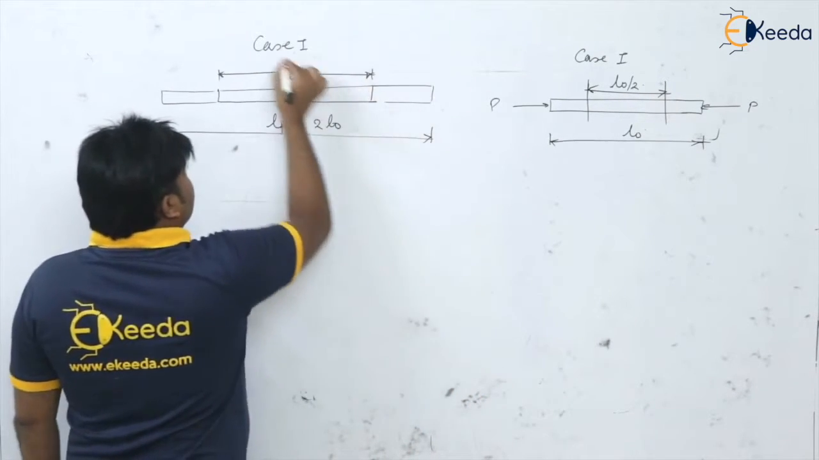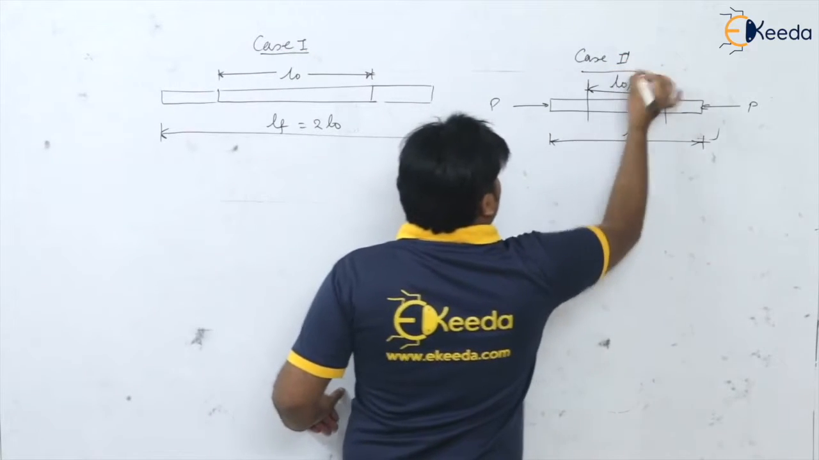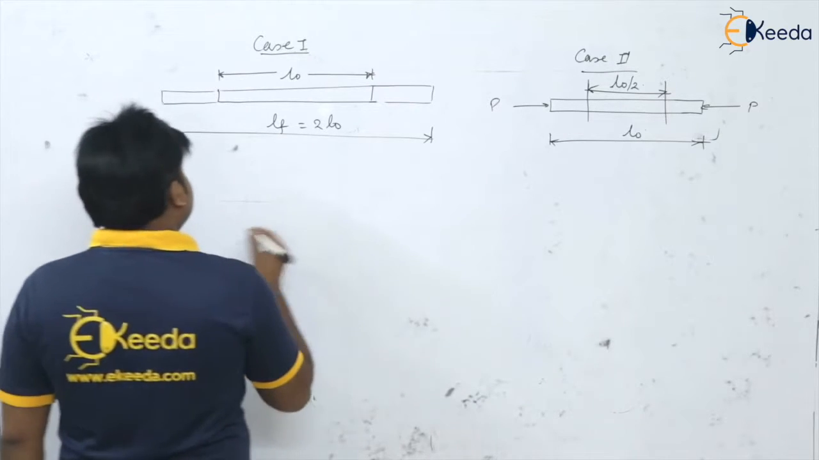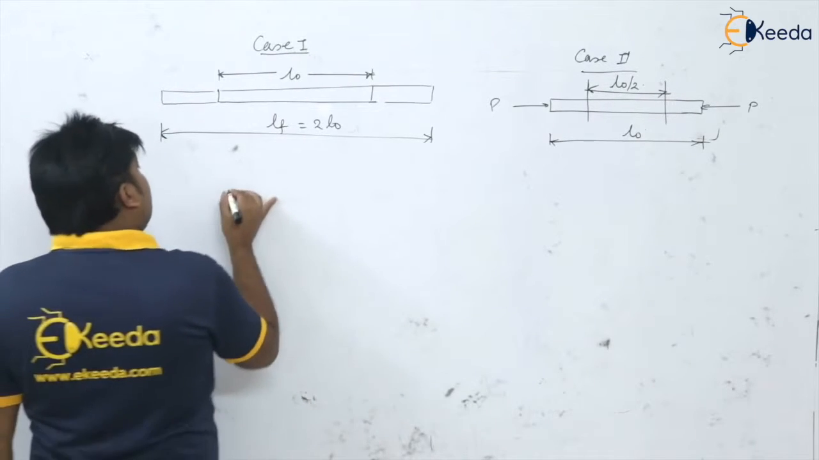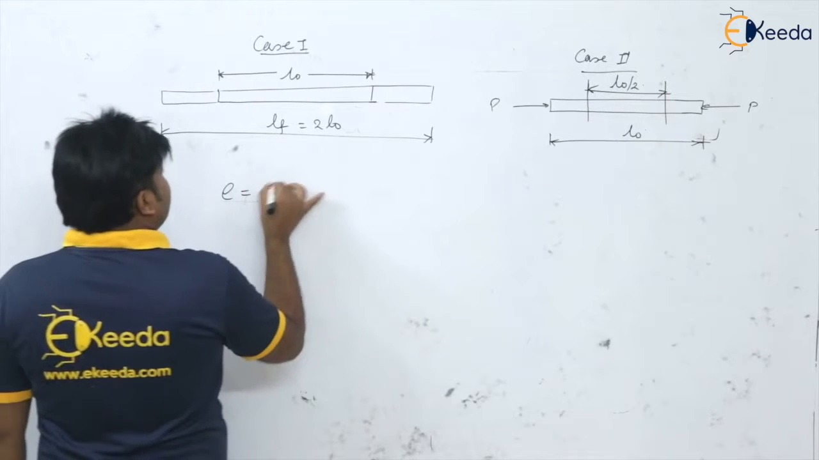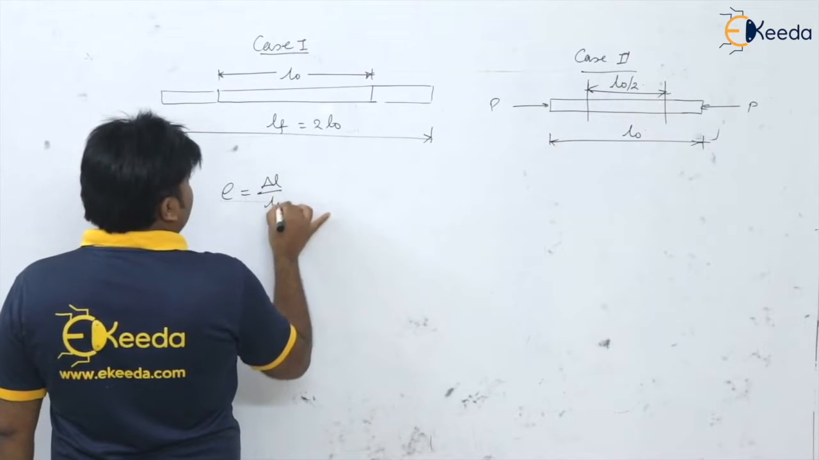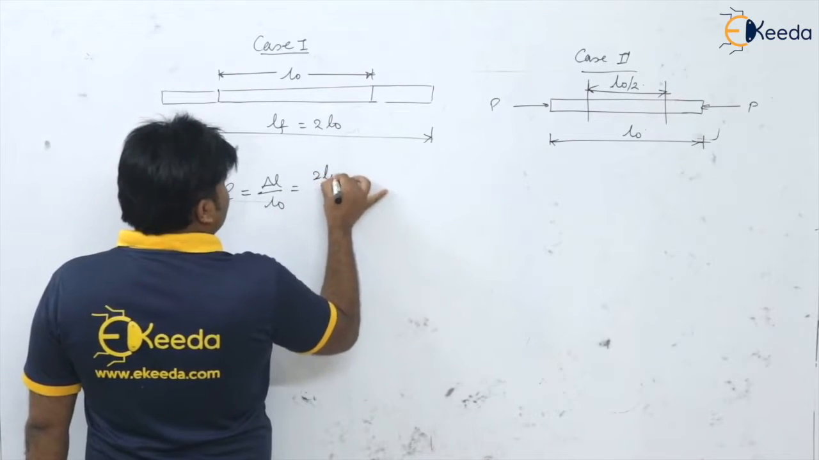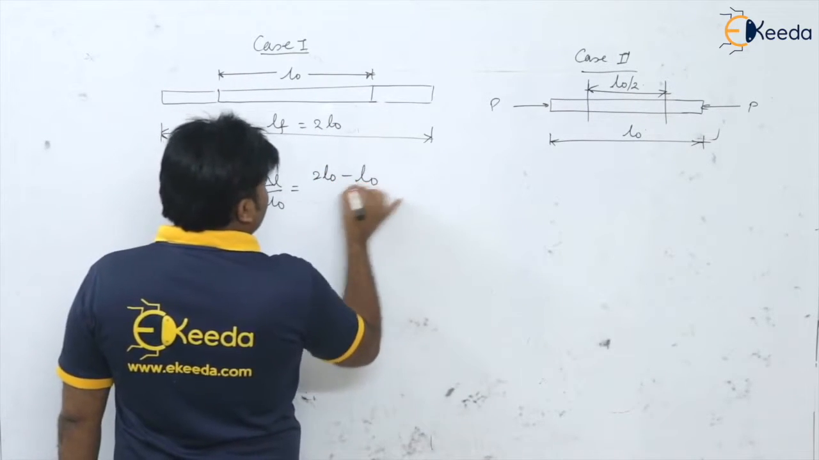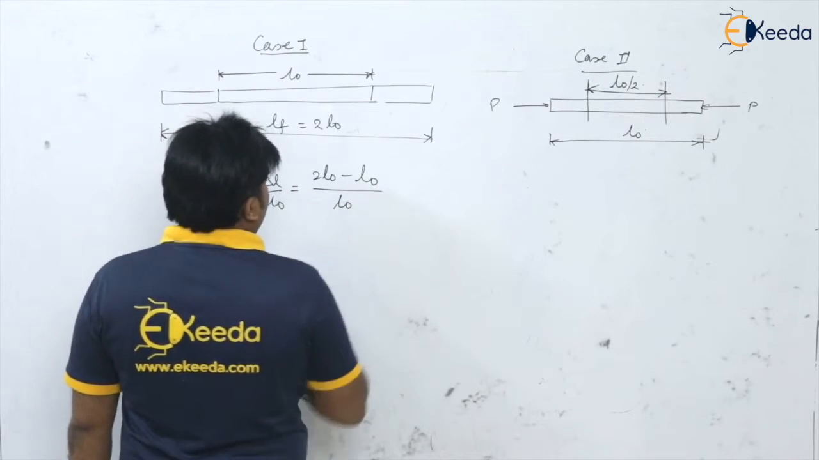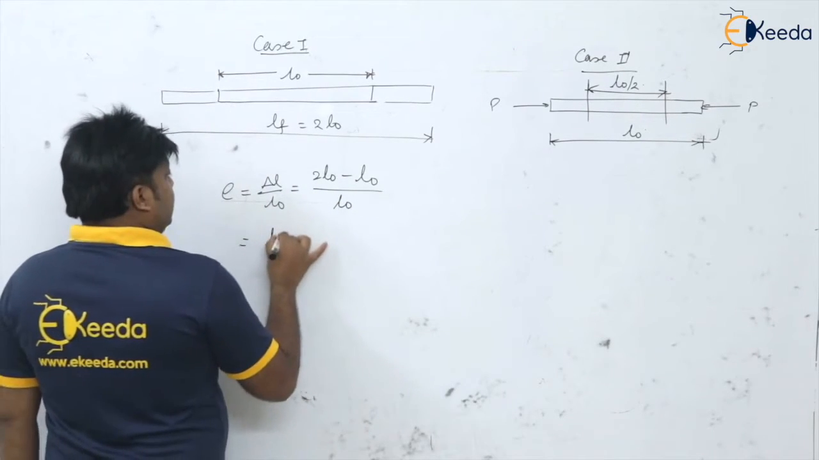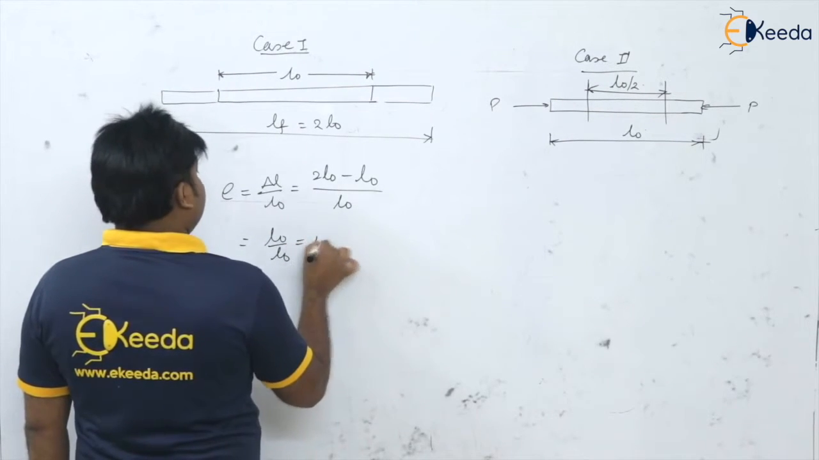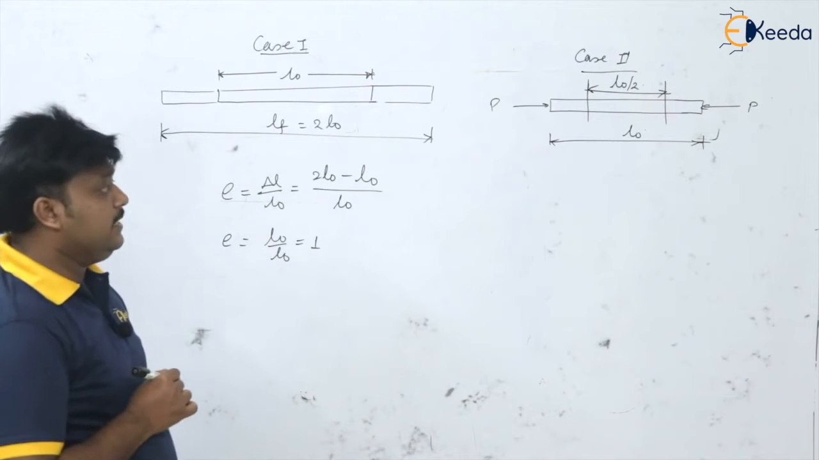In this situation, case number 1 and case number 2, let us try to calculate the engineering strain. So what is E here? That is change in length divided by original length. What is your change in length? The final length was 2 times L naught minus original length L naught, divided by original length L naught. So what is there? That is L naught divided by L naught. You will get the strain as 1, isn't it?